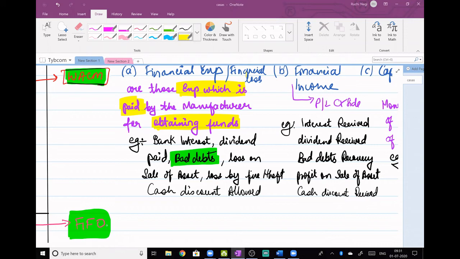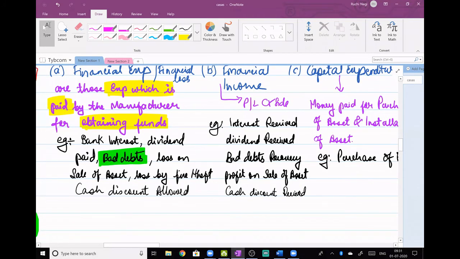Next, financial income. Now, this is very easy. This is opposite of financial expense. This is on P&L credit side. So it's very easy for you to identify this. You all have done which chapter? Capital revenue expenditure. So you all know what is a revenue expense and a revenue income, right? So financial income is a revenue income, recurring in nature and on P&L credit side.